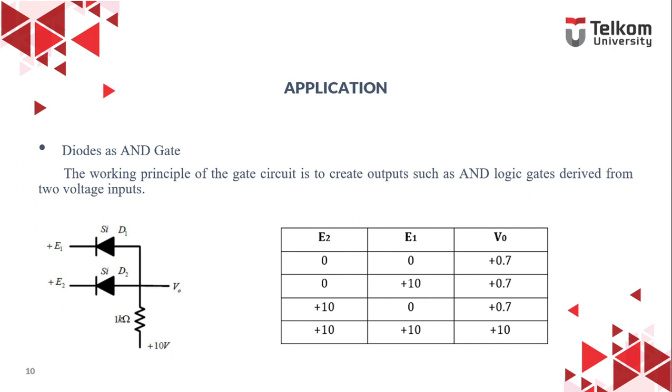Diode as AND gate. The working principle of the gate circuit is to create output such as AND logic. Gates derive from two voltage inputs. From the tables below, we can see an example of input and output.